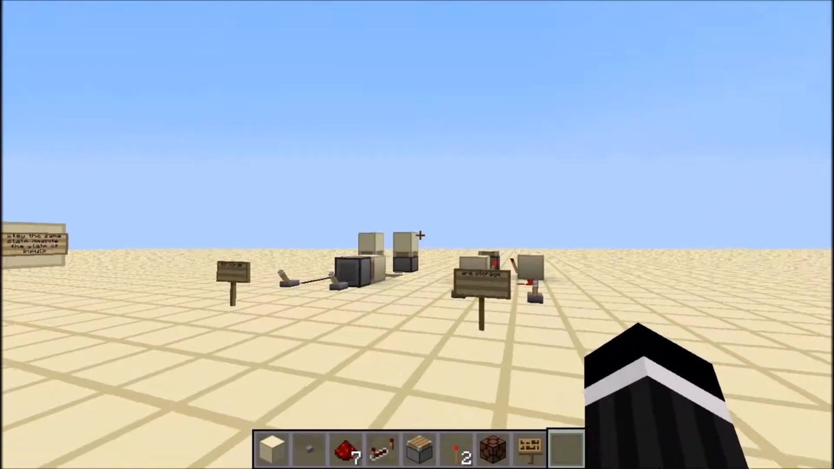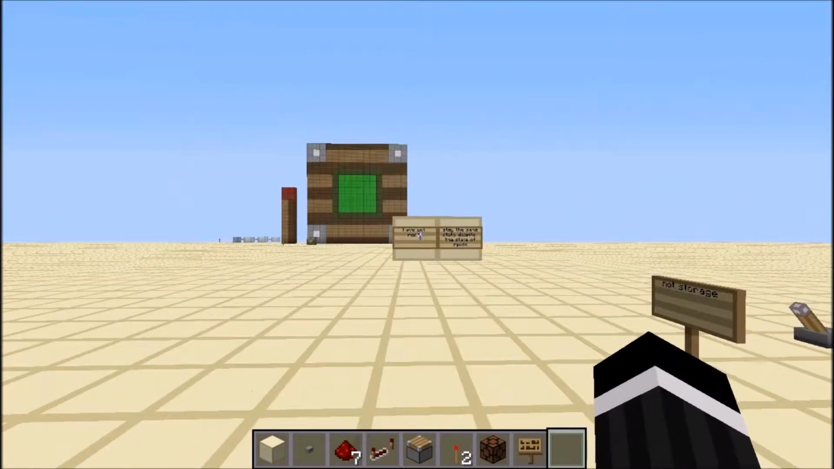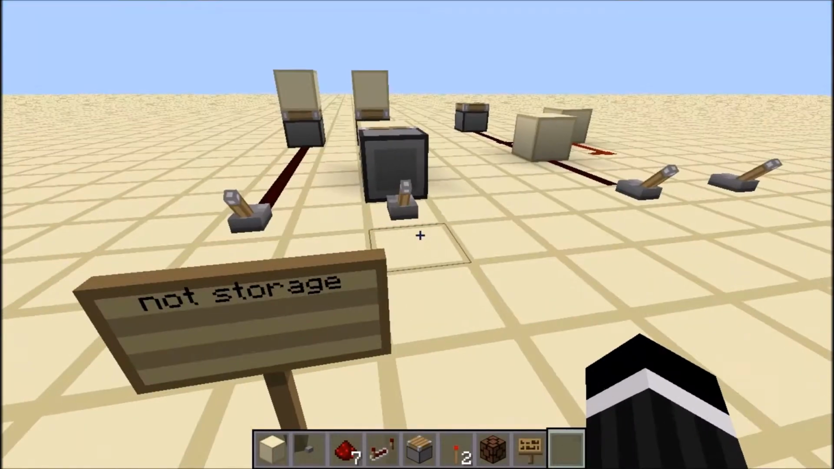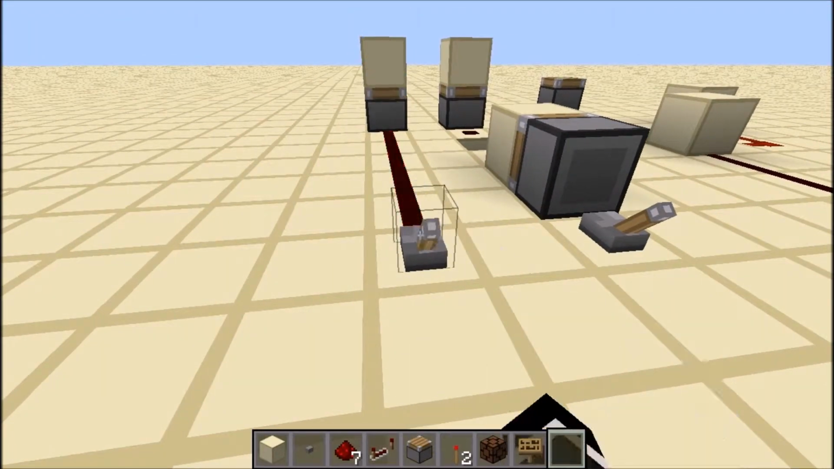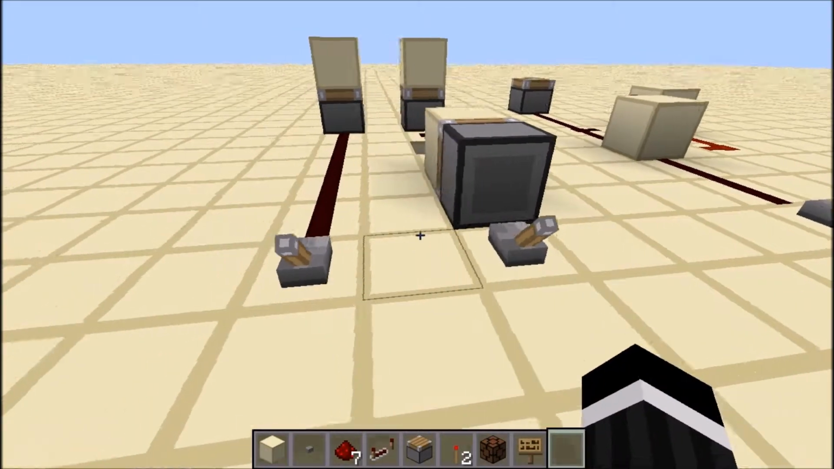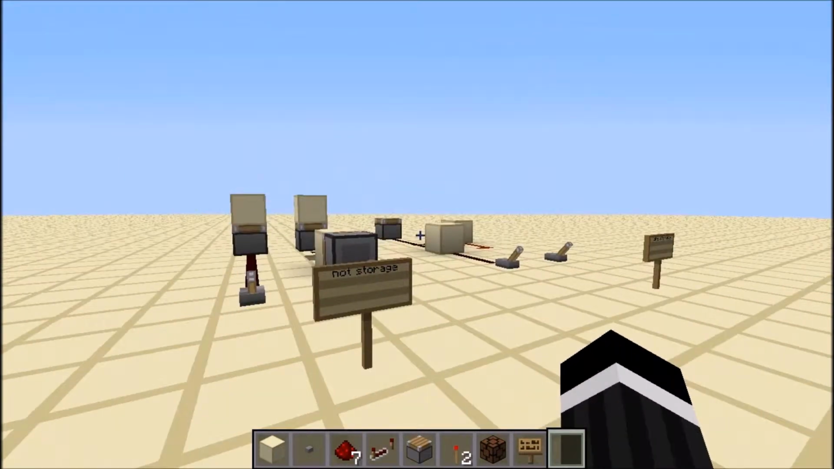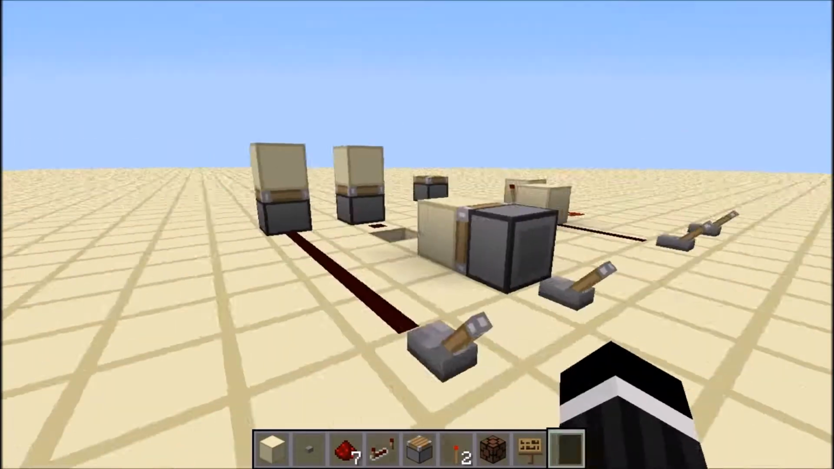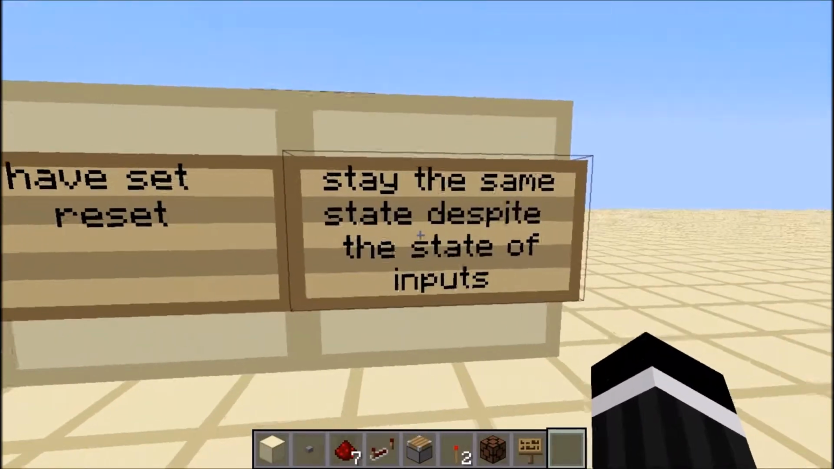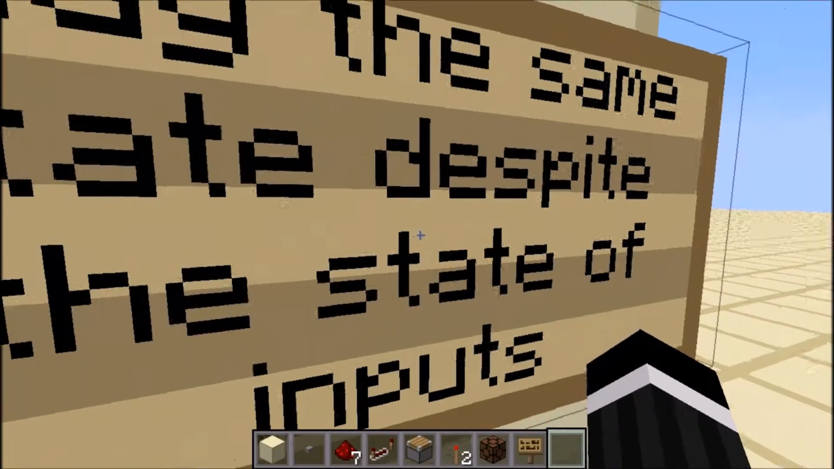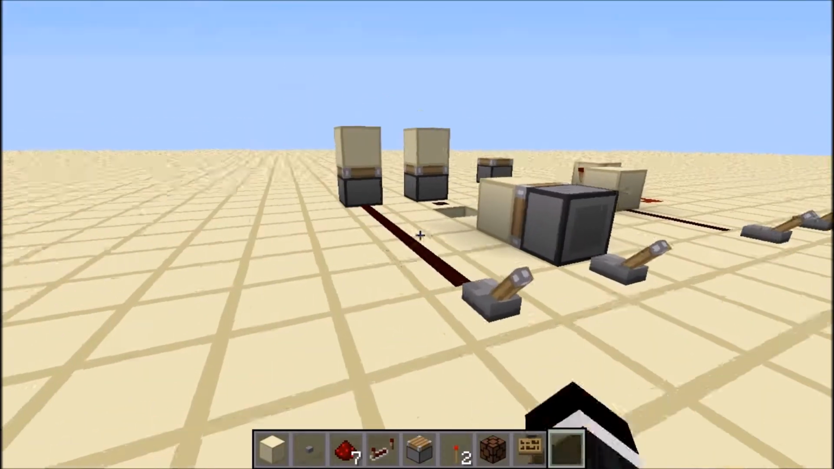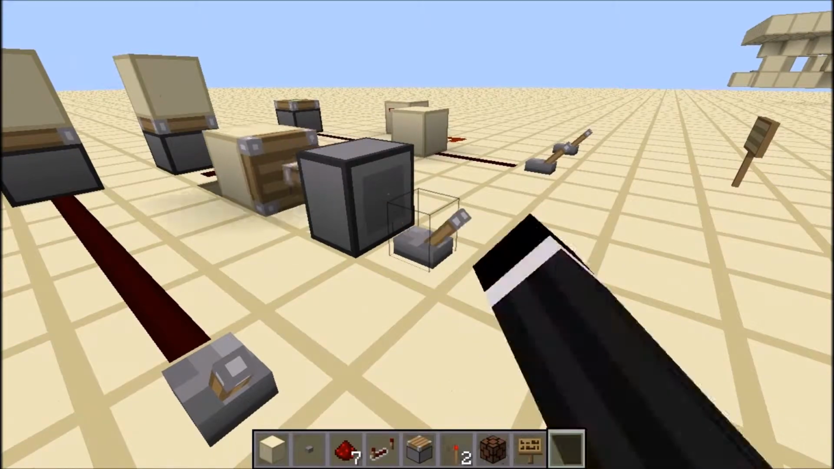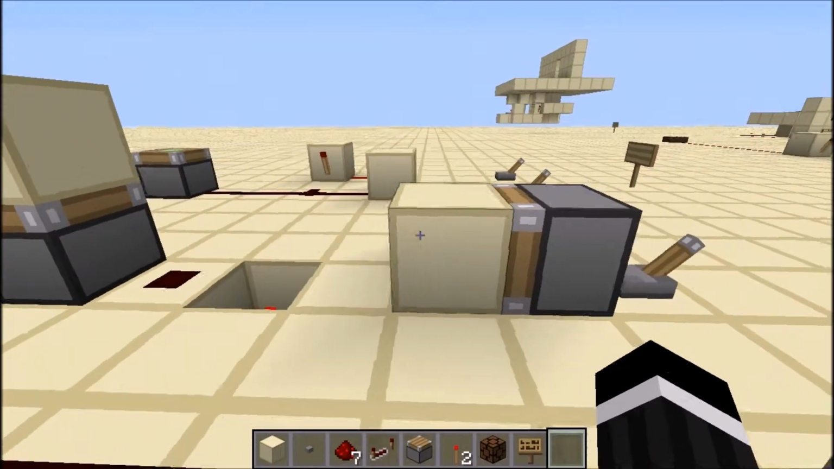Okay, so first I think we should evaluate what is storage and what isn't storage in terms of Redstone. These devices are not storage. Why? Because storage must have a set and reset. We can't set this. Well, there is kind of a set. This is set, this is reset. So it feels like one block, almost. It has to stay the same despite the state of inputs. This does not stay the same after I input it. Neither does this. It actually works completely differently.